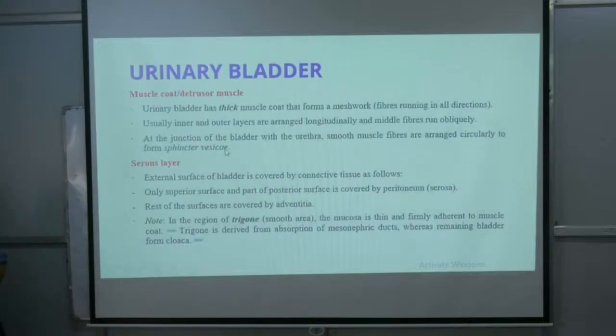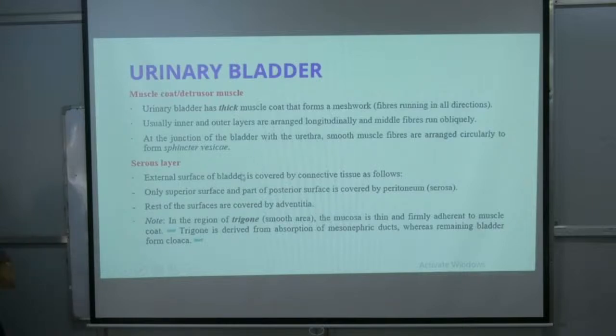The muscles in this urinary bladder we give a special name, we call them detrusor. You have to keep this word in mind because it is an important question that has been asked in examinations. Detrusor is the muscle present within the urinary bladder, in different layers. This detrusor muscle may be transformed in some part of the bladder to form the sphincter of the urinary bladder. Then we have the serous layer, which is the outside layer or external surface.